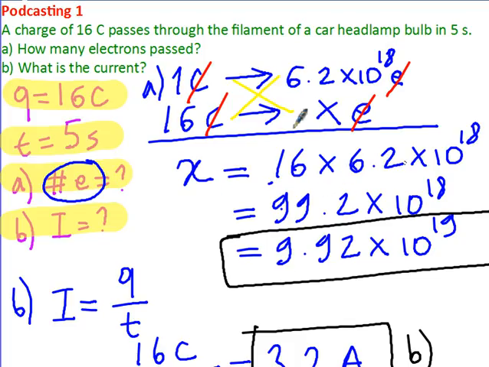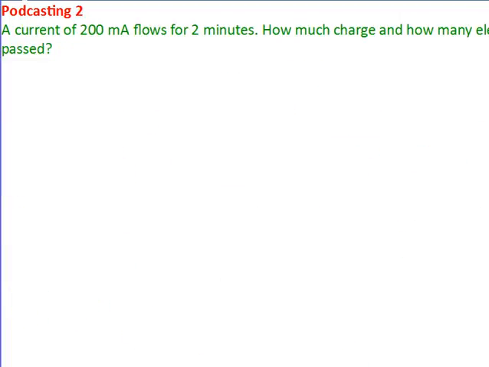E can be confusing there. But for the second part, we have to write 3.2A, because the question is what is current, so it is implied that I include its current. Second question is about similar relations, but this time current is provided, time is provided, and the question is how much charge and how many electrons have passed.